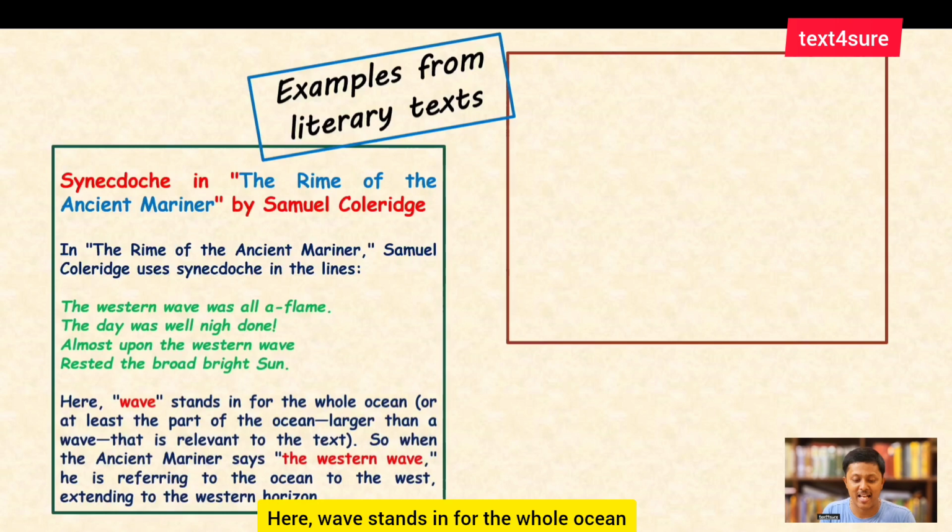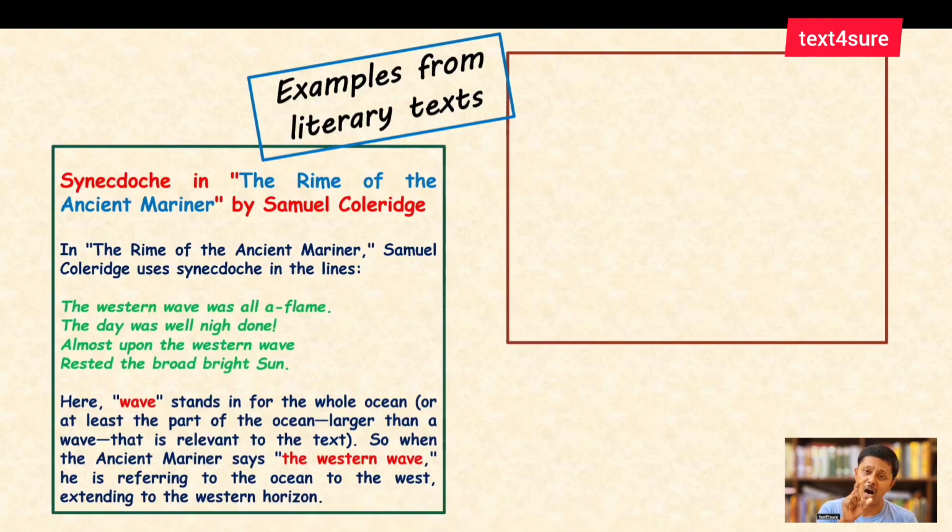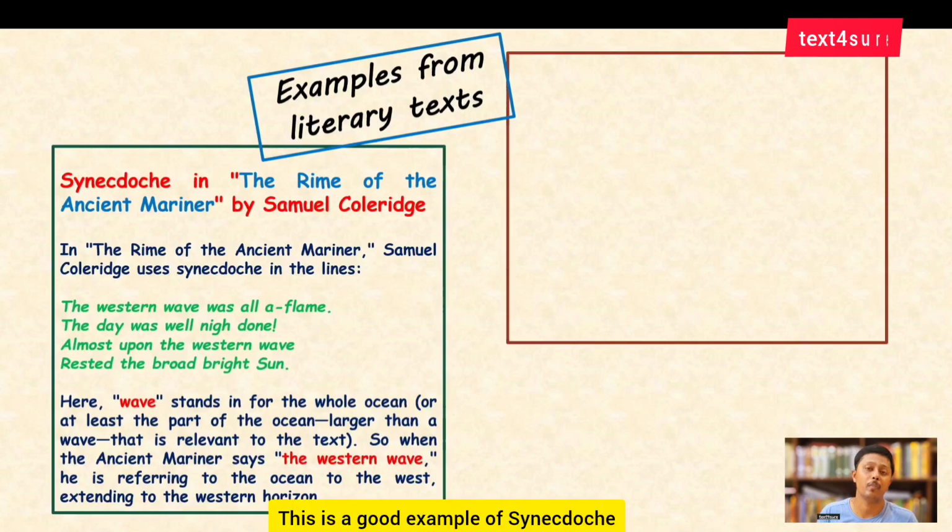Here, wave stands in for the whole ocean, or at least the part of the ocean larger than a wave that is relevant to the text. So when the ancient mariner says the western wave, he is referring to the ocean to the west, extending to the western horizon. So this is the part for the whole and whole for the part issue. This is a good example of synecdoche.